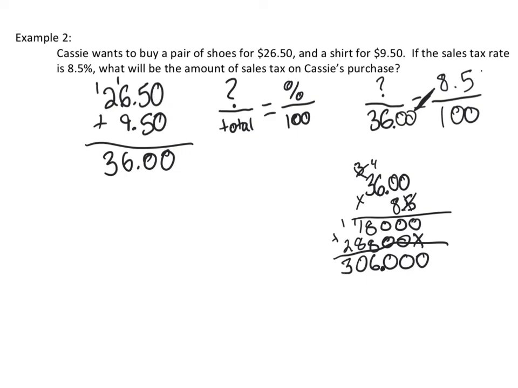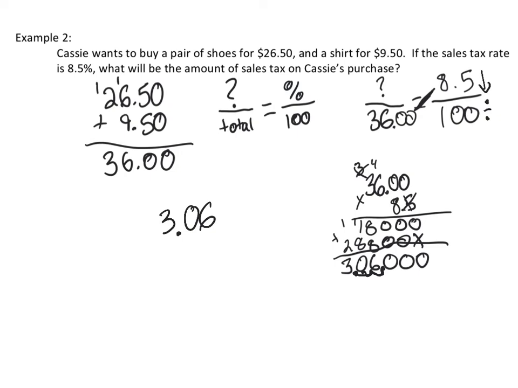Now we have to do the second part, which is to divide down. It's a very important part. If you don't divide, it will be wrong. When we divide by 100, we just move our decimal twice to the left to get $3.06. Now that is the sales tax.